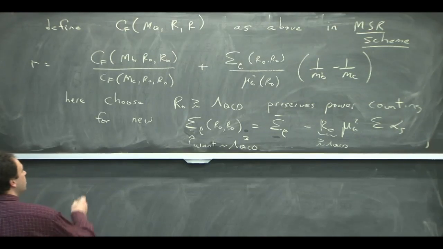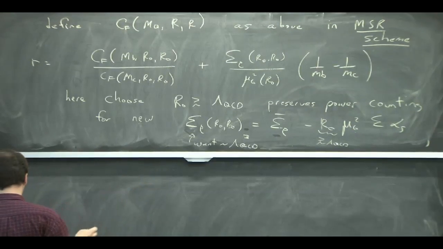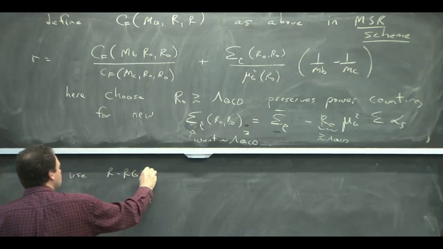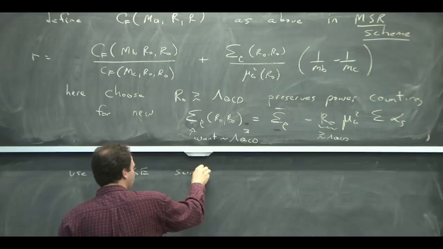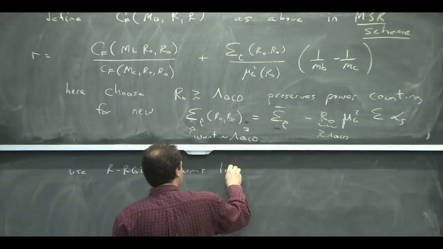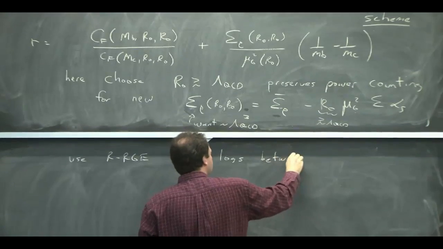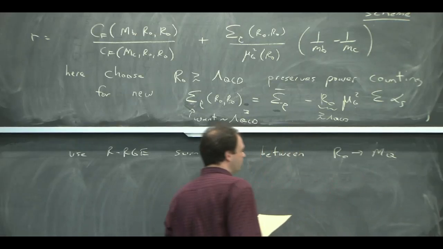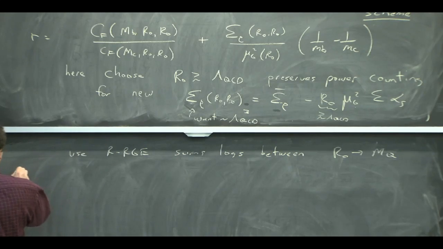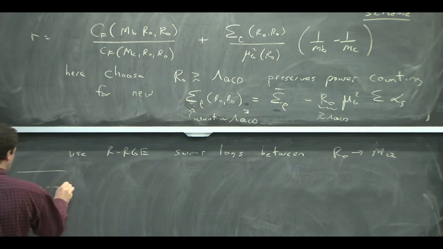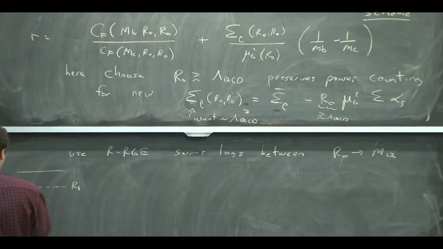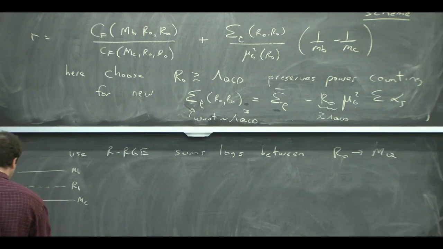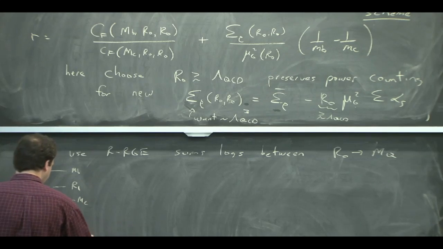So you can use the RG to sum up logs from that scale R0 up to the scale of MQ. So again, we can sum up logs and have a logarithmically improved result. But actually, the most important thing here is getting rid of the renormalon. I just wanted to show you what the result would look like with the RG improvement, just using the full set of tools that we have.